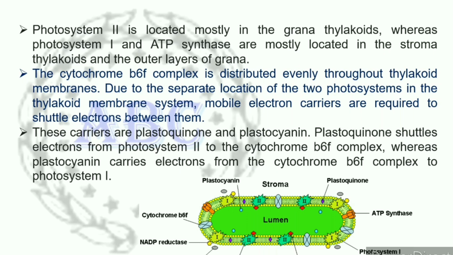Due to the separate location of the two photosystems in the thylakoid membrane system, mobile electron carriers are required to shuttle electrons between them. These carriers are plastoquinone and plastocyanin. Plastoquinone shuttles electrons from photosystem II to the cytochrome b6f complex, whereas plastocyanin carries electrons from the cytochrome b6f complex to photosystem I.